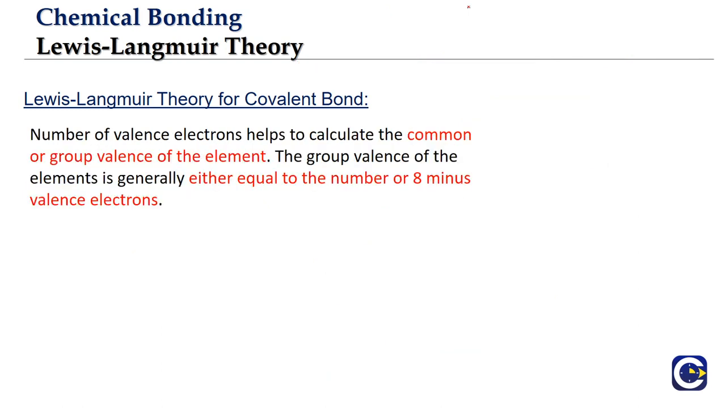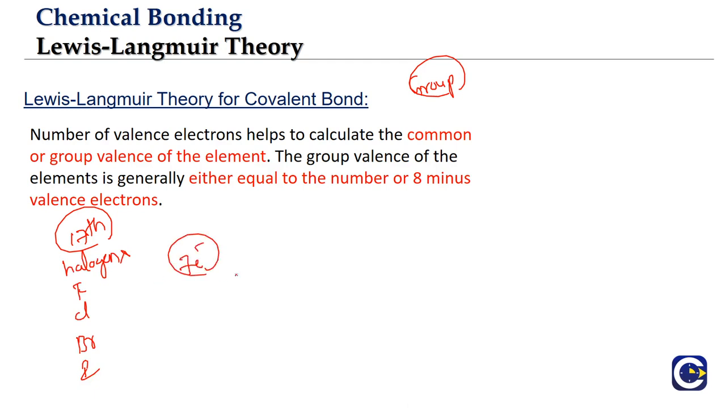So we will be able to understand the covalency of different elements based upon the group that they belong to. If you talk about the 17th group, what is it? The halogens, which are fluorine, chlorine, bromine, iodine. What is it that they have? They have 7 electrons in the valence shell already.